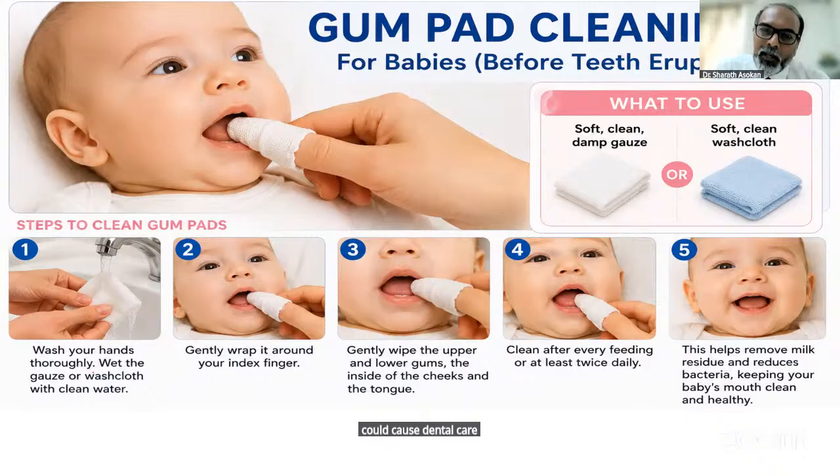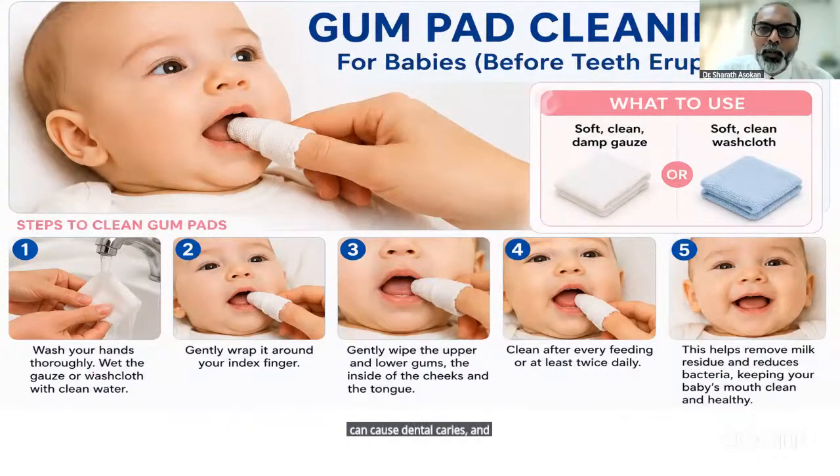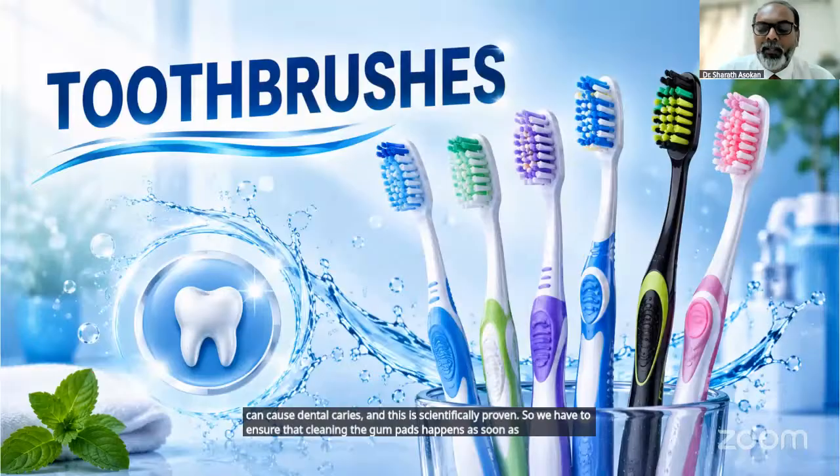So I really want to be very specific here with evidence that we are not against breastfeeding. Breastfeeding should be done till about 2.5 years as per the pediatrician's norms. But feeding at will, ad libitum breastfeeding at night after 1 year of age, after the teeth erupt, can cause dental caries, and this is scientifically proven. So we have to ensure that cleaning the gum pads happens as soon as the tooth is erupting.